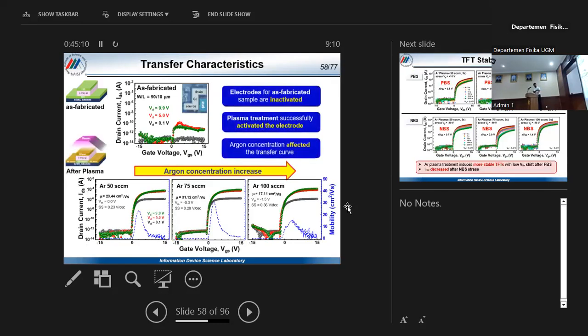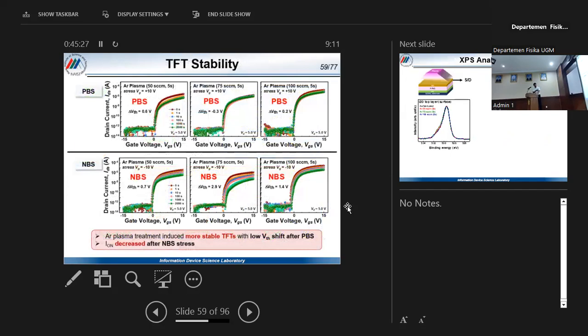So as before, the as-fabricated is not switching because there are no conductors. And by using argon plasma, you can selectively convert to conductors. And then you can get very good switching, up to 30 square centimeters per volt-second. And the PBS is also improved.